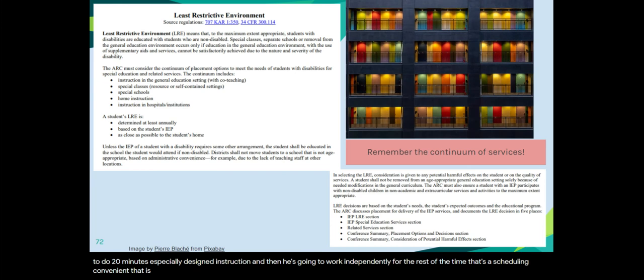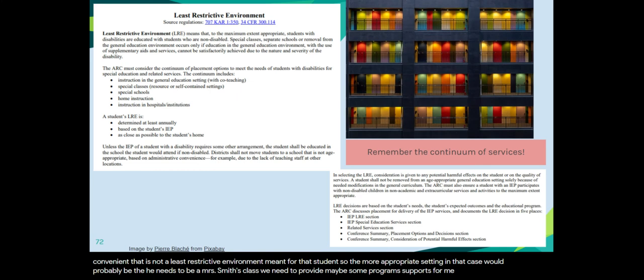So the more appropriate setting in that case would probably be that he needs to be in Mrs. Smith's class. We need to provide maybe some program supports for Mrs. Smith to understand how to support John when he comes and goes from her class, so that he can still access the curriculum, but also get that specially designed instruction he needs in a resource setting.